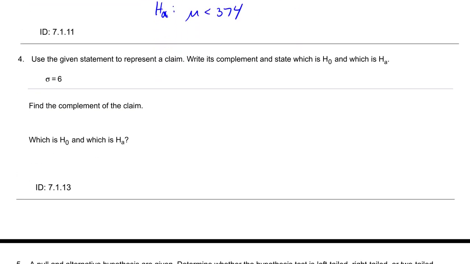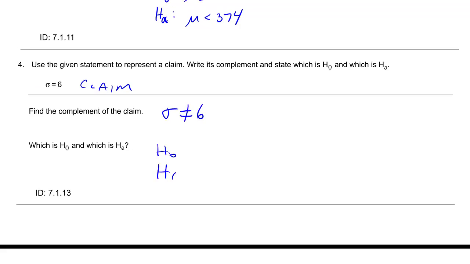In this case, we have sigma equals 6 as our claim. If sigma is not equal to 6, that's indeed the other part of it. Sigma not equal to 6. All right, null and alternative. The null has to have the equals. That is sigma equal to 6, and in this case, this is our claim. The alternative is the rest. We already said that, sigma not equal to 6.